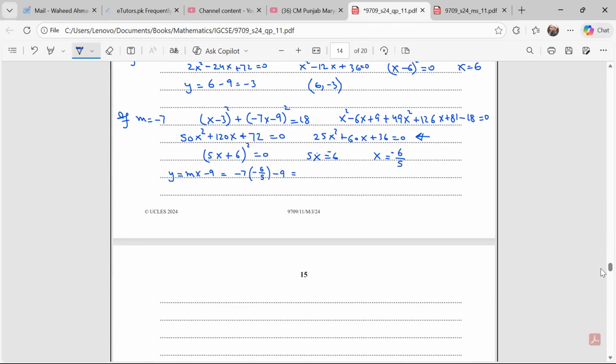So how much is this all? I will have 42 divided by 5 minus 9, so it's minus 3 by 5. So my coordinates of the other point are minus 6 by 5 and minus 3 by 5. This is the other intersection point.